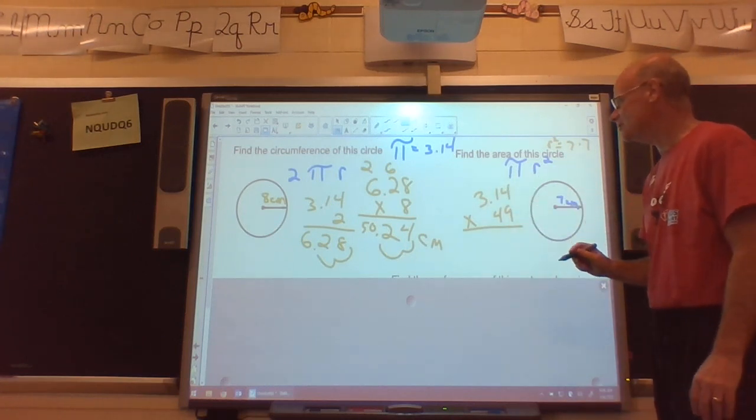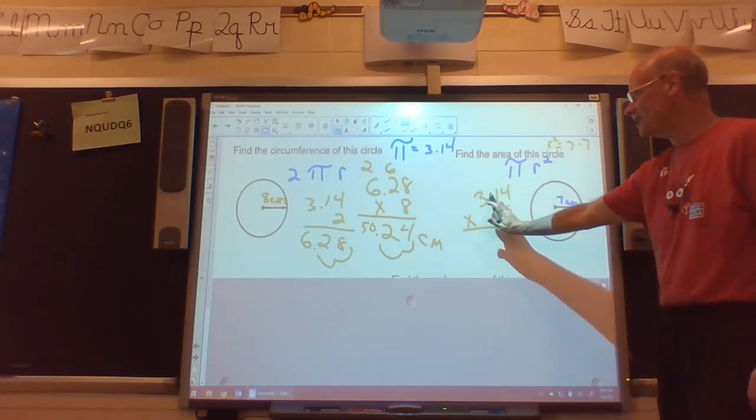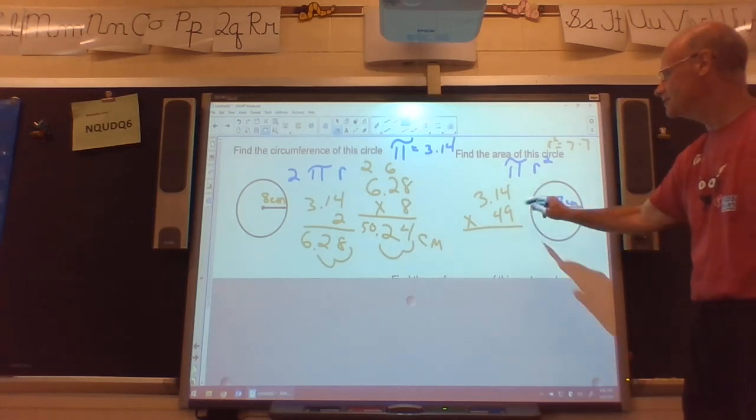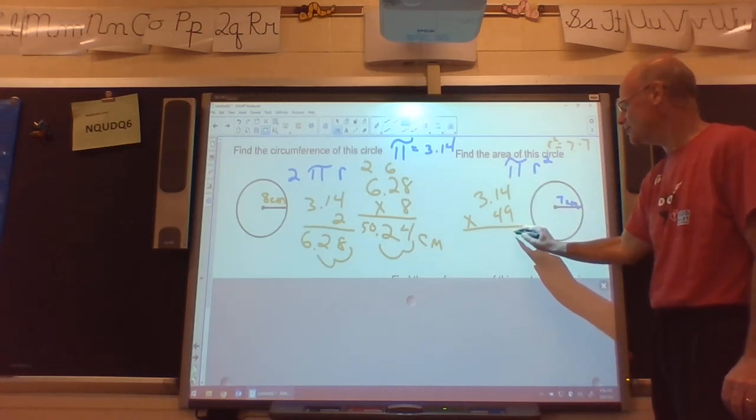And I'm going to do this standard algorithm. So I'm going to forget about that 4 and just multiply by the 9. 9 times 4 is 36.